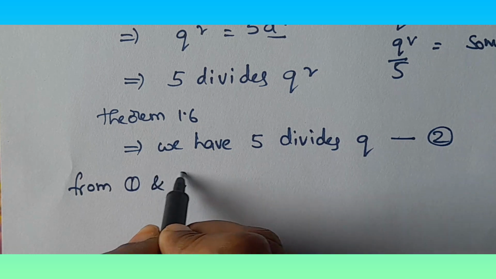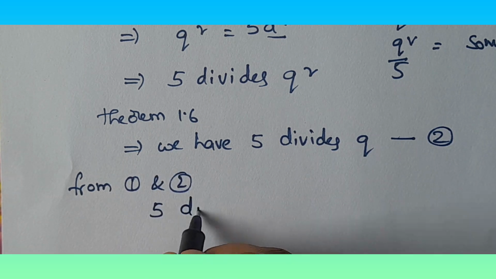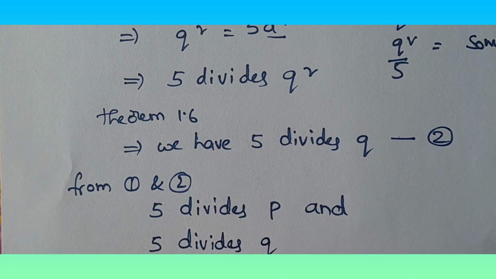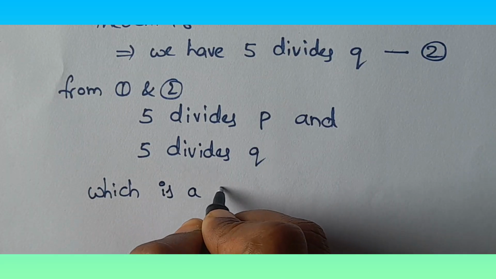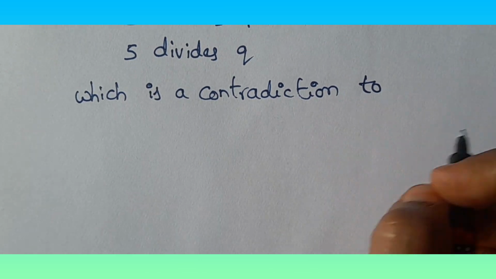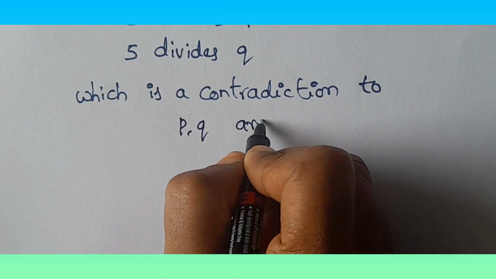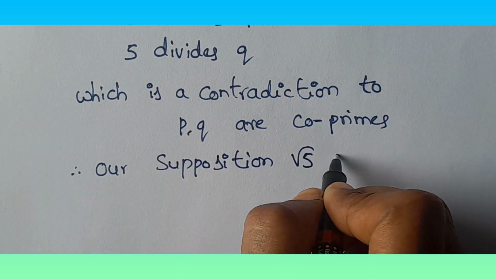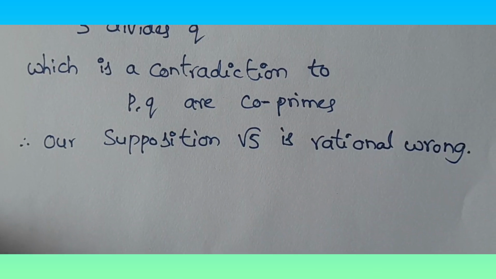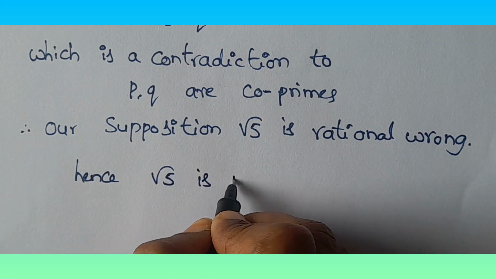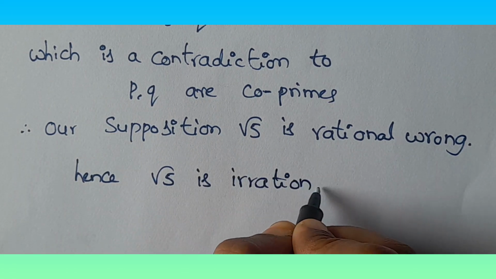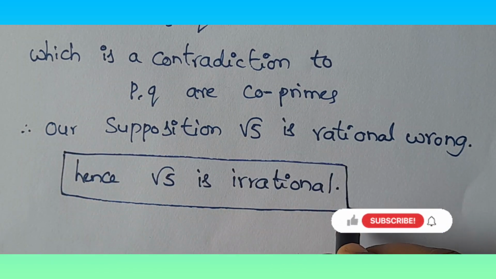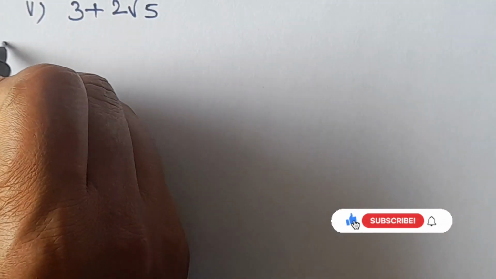From 1 and 2 we have 5 divides p and 5 divides q also. But our assumption is p, q are co-primes. They have no common factor other than 1. But here 5 is a factor of p and q, which is a contradiction to our assumption, which is root 5 is rational, which is wrong. Hence root 5 is irrational. We are choosing the contrary way, that's why we have a contradiction, and hence root 5 is irrational.